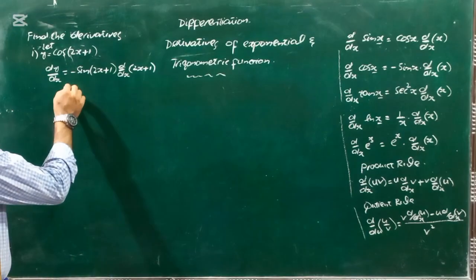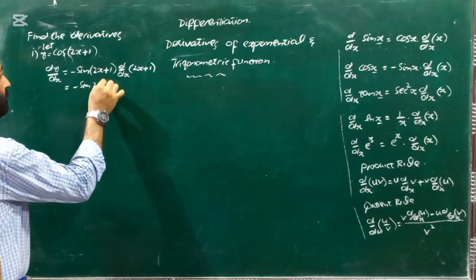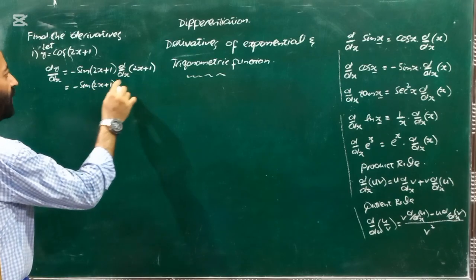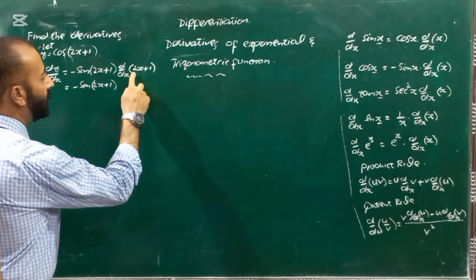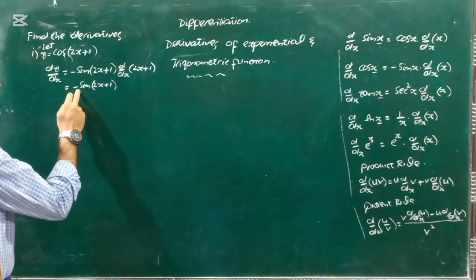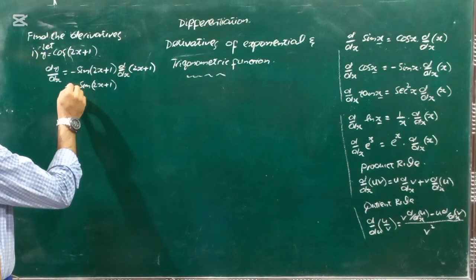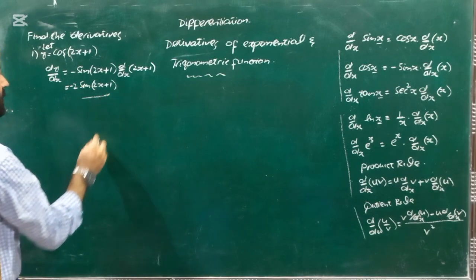So now look in the next step, minus sine of 2x plus 1. And the differential of this thing is 2 because constant will be 0 and differential of the 2x will be 2. So that will be placed before it. So minus 2 sine of 2x plus 1 is the answer.